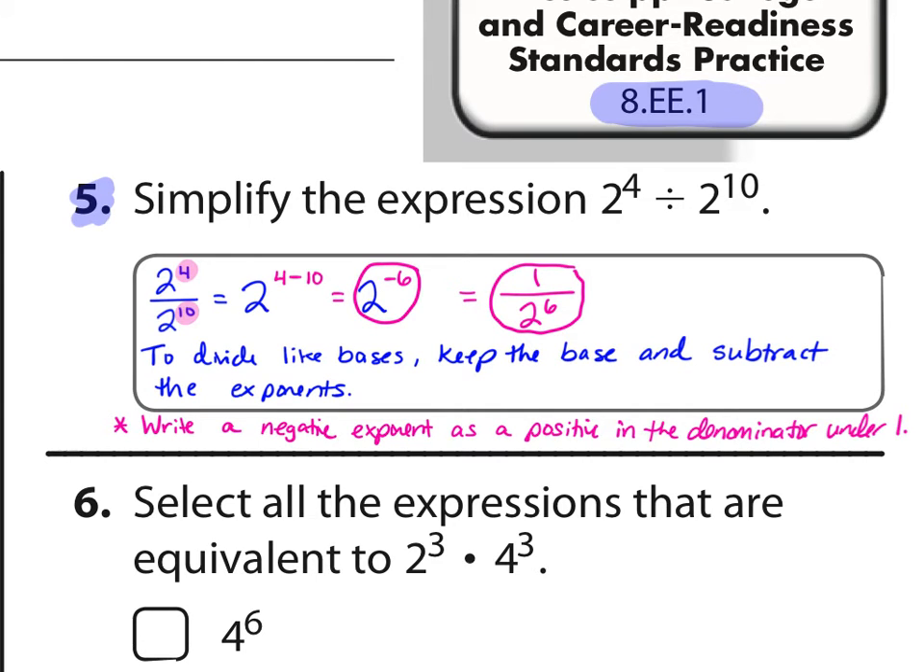If you had a negative exponent in the denominator, you can cross the fraction line and move it to the numerator, and it would also become a positive exponent there. You just got to cross the fraction line.